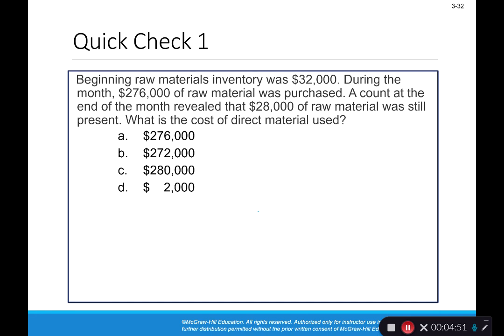Welcome back. For those of you that actually paused the video, the beginning raw materials inventory was 32. During the month, 276 of raw material was purchased, and at the end of the month, we had 28,000 left, and it wants to know what the direct materials used were. Well, we're going to use our raw materials formula, which is beginning raw materials plus purchases equals raw materials available minus ending raw materials equals raw materials used.